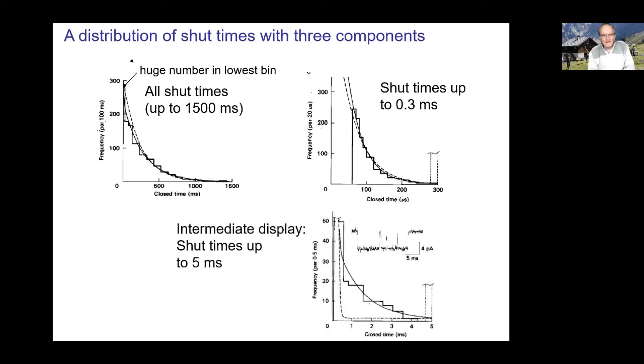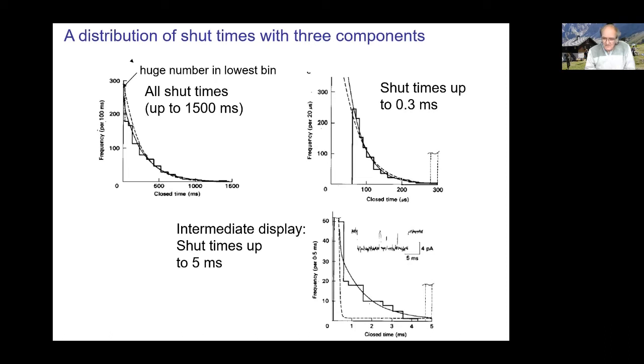After a little while, we notice that if you plot it on yet a different scale, up to 5 milliseconds, you can see that there's an excess of intermediate shut times, which we'd missed at first, things around a millisecond long, like this shutting here, not the very short type, but it's a much smaller component, and that's why we missed it.